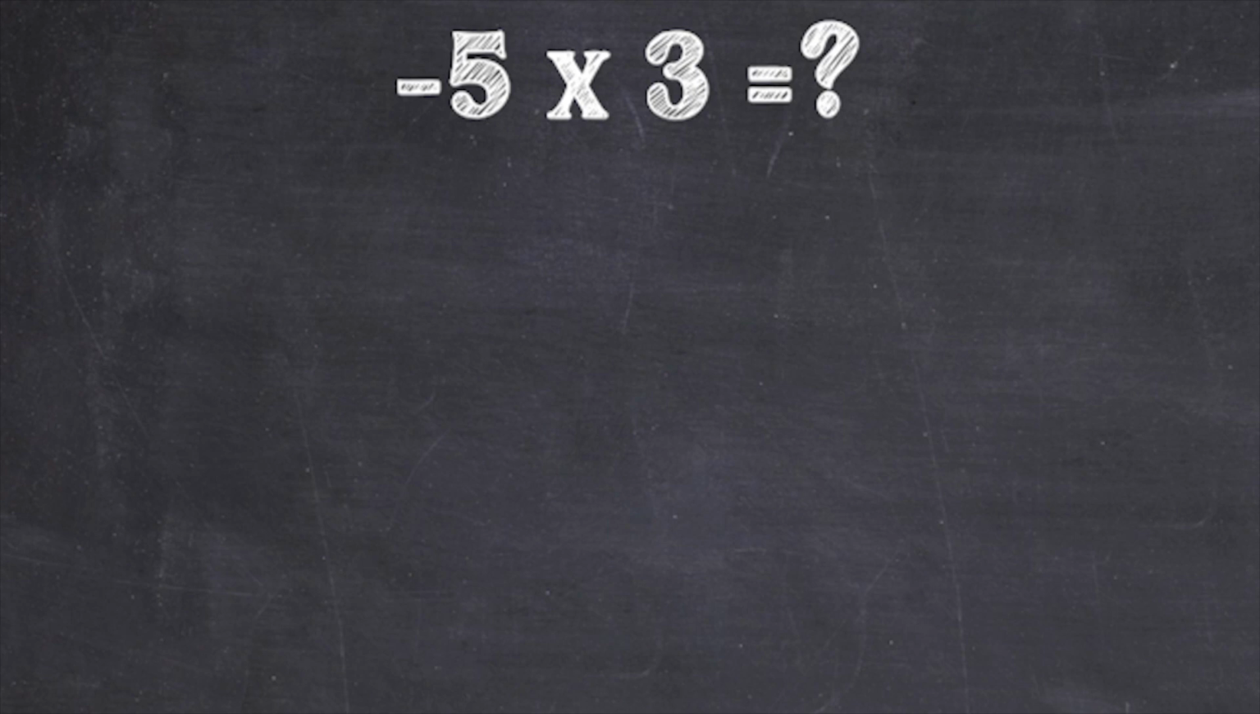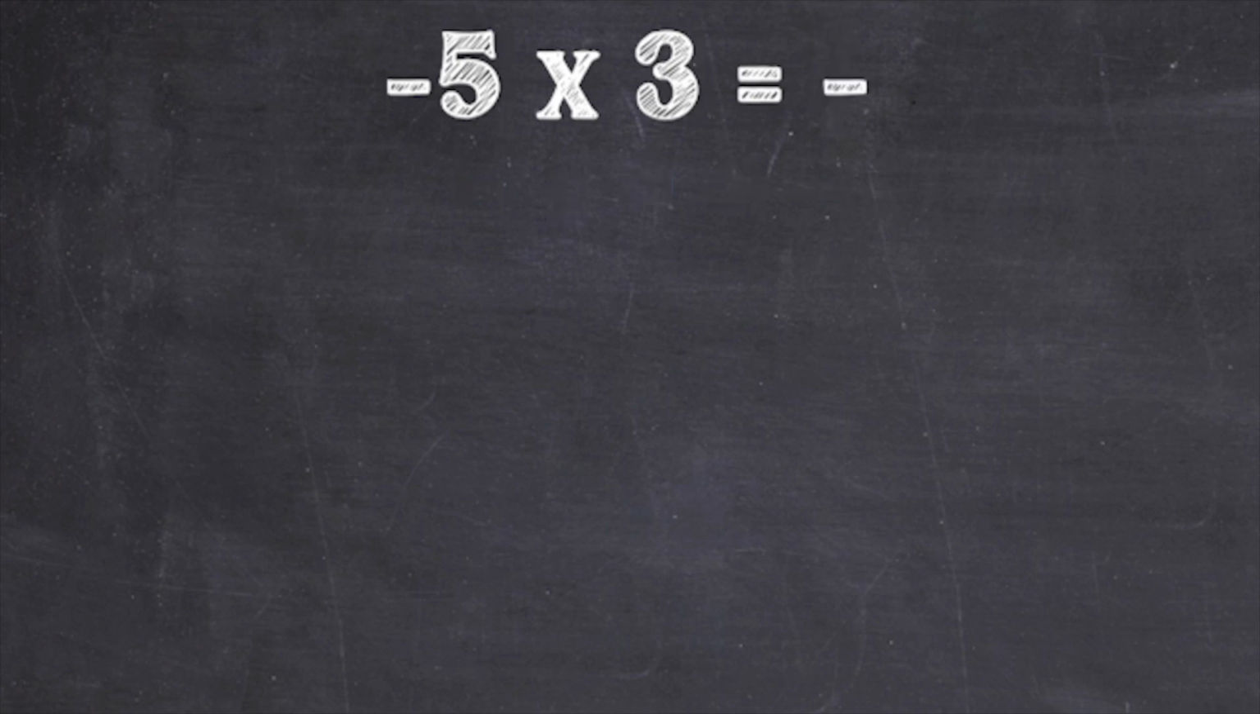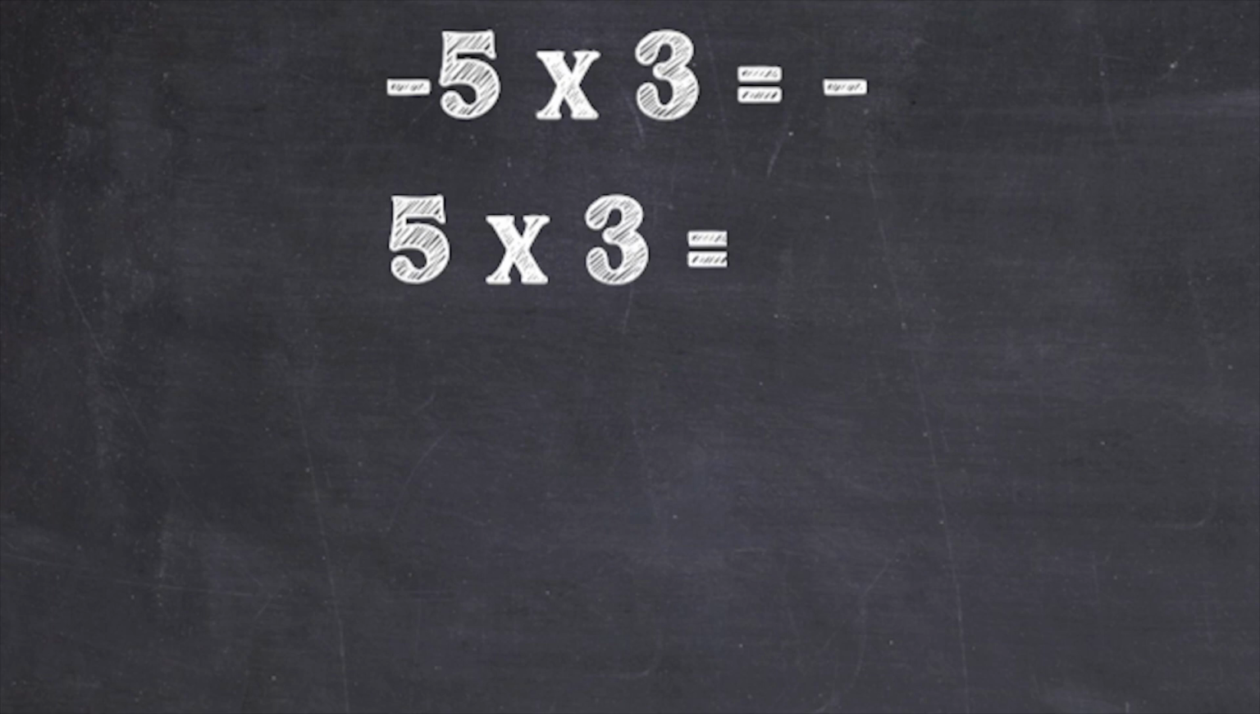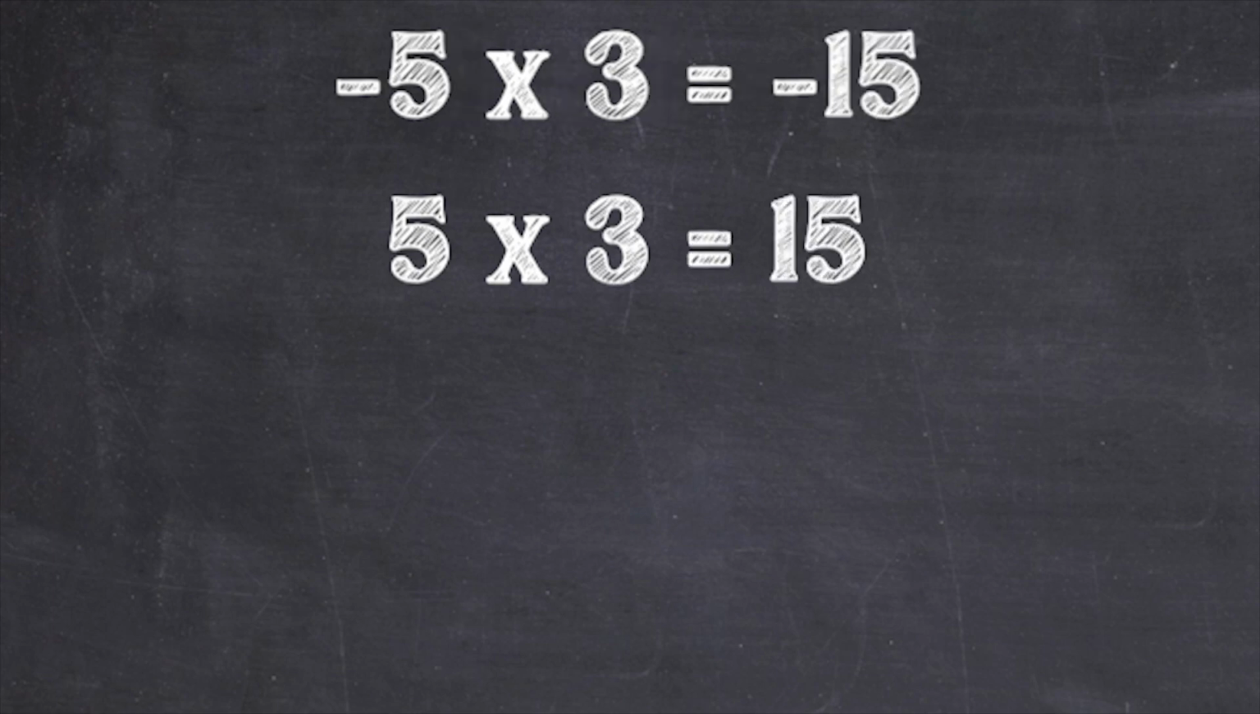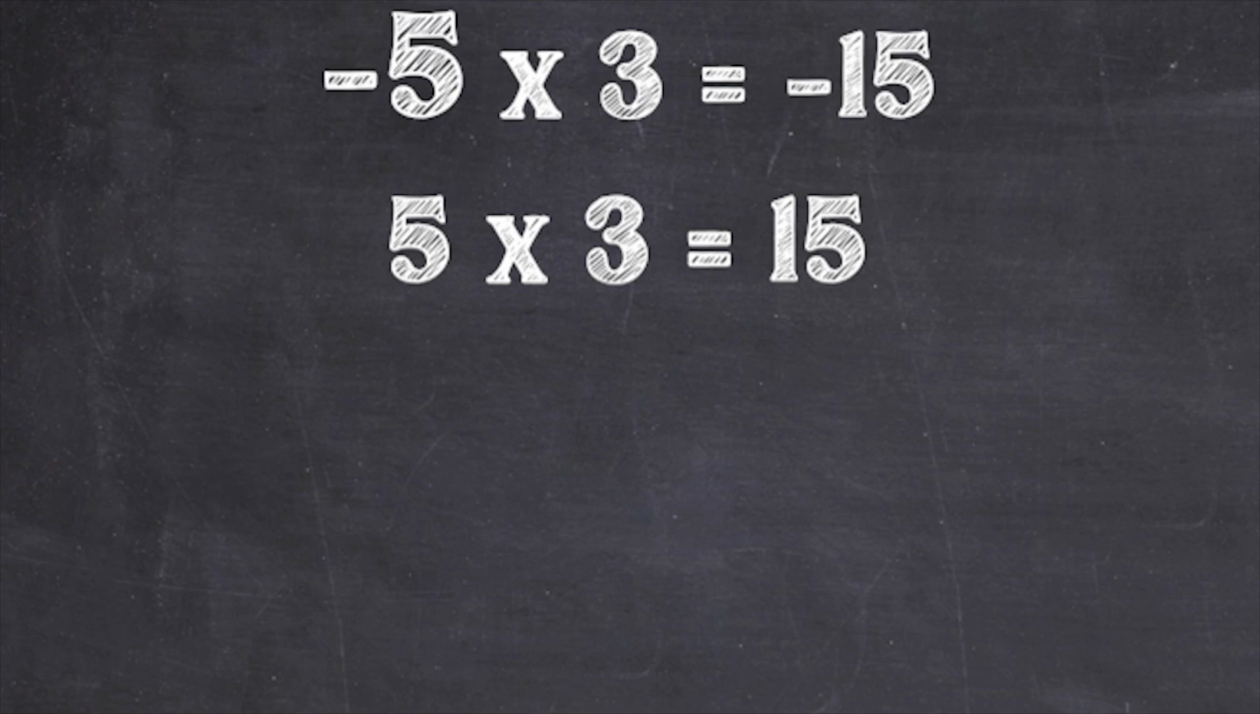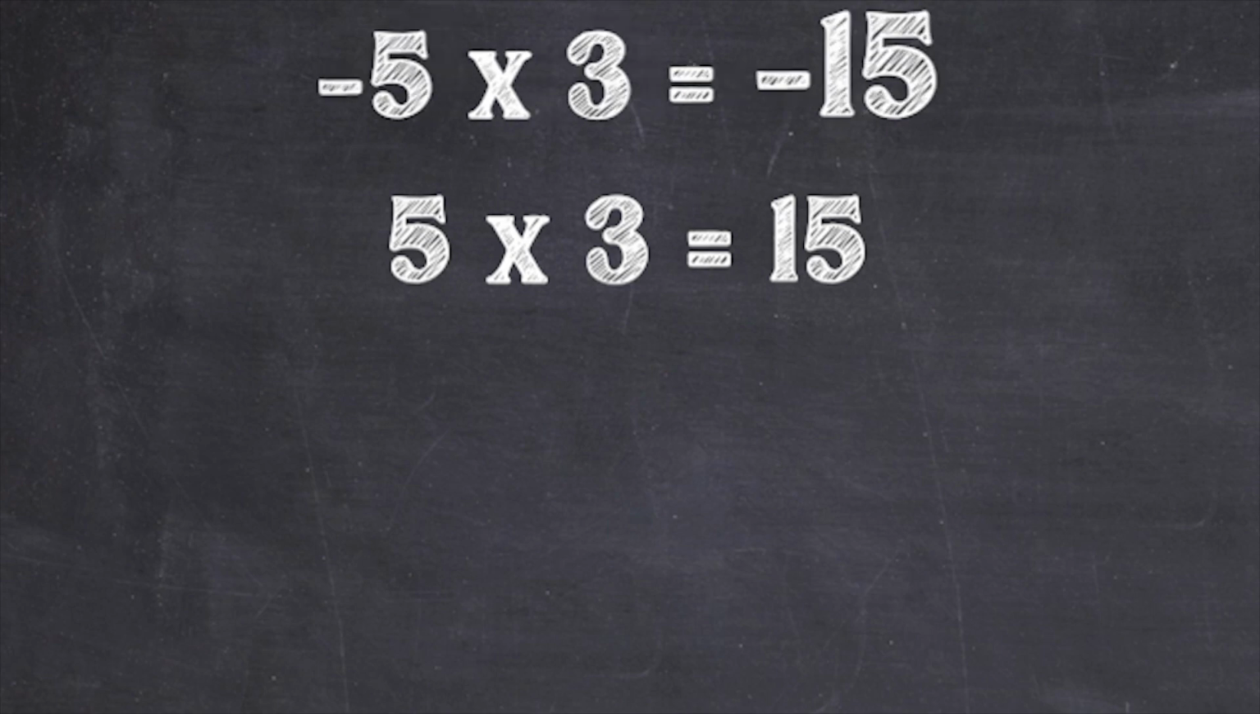Let's do another example. What is -5 times 3? First, let's think about the sign of our answer. The signs of -5 and +3 are different, so our answer should be negative. So let's write a negative sign down. Pretending both numbers are positive, we get 5 times 3, which is 15. So we should write 15 down next to the negative sign. Thus, -5 times 3 is -15.